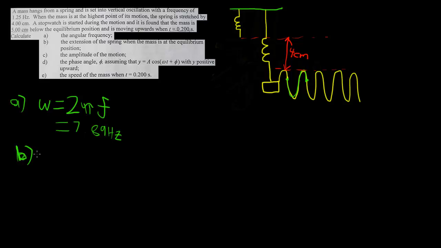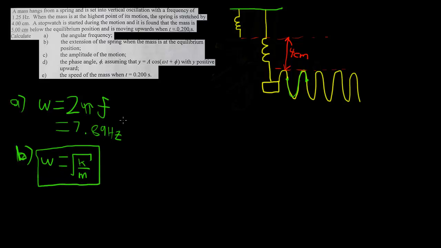B asks for the extension of the spring when the mass is at equilibrium. This part is a bit trickier because it doesn't seem to give us any information that we need. But let's look at some formulas that we know. We know omega, the angular frequency, for simple harmonic motion is the square root of the spring constant over the mass. So we have this one formula we can work with. And what else do we know?